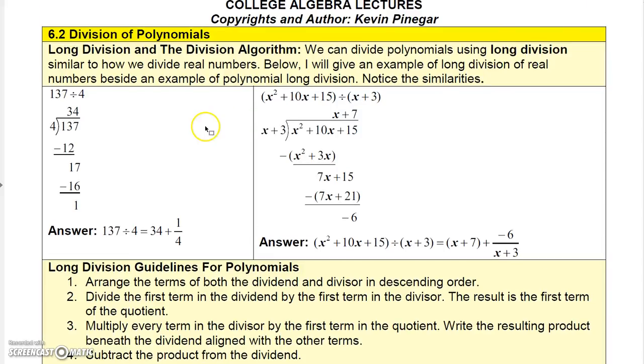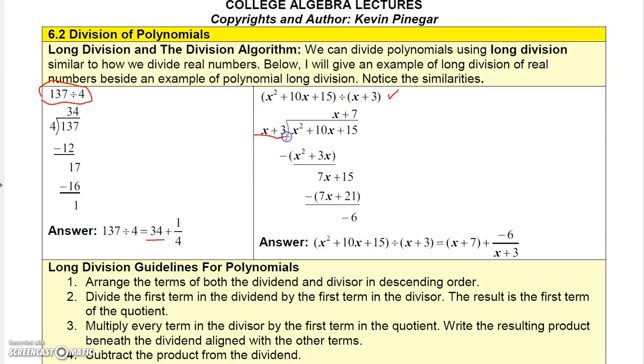Well, long division of polynomials is very similar to long division of real numbers. If you divided 137 by 4, if you think back to long division, you know how you would divide that, and then you would take your remainder and put it over the divisor. So 137 divided by 4 would be whatever the quotient is, which in this case is 34, plus 1/4. So when you long divide polynomials, you do something similar.